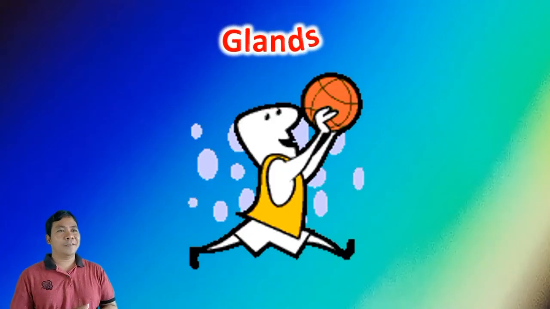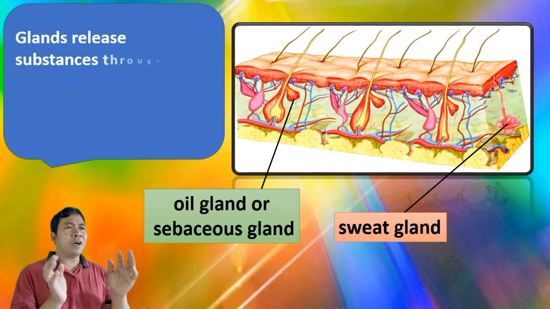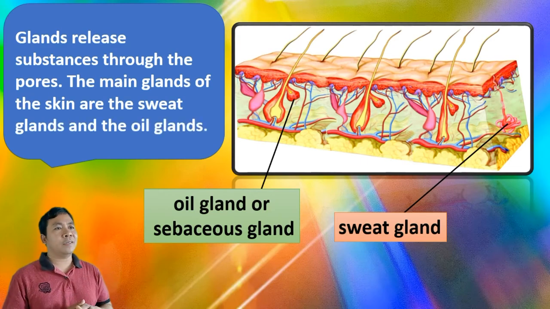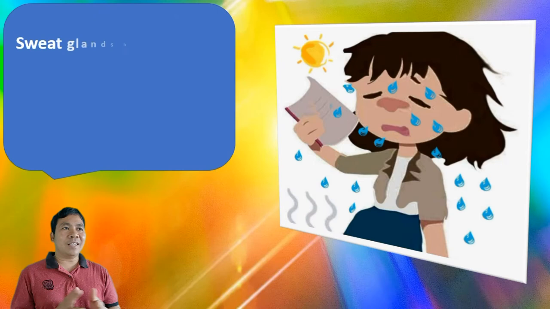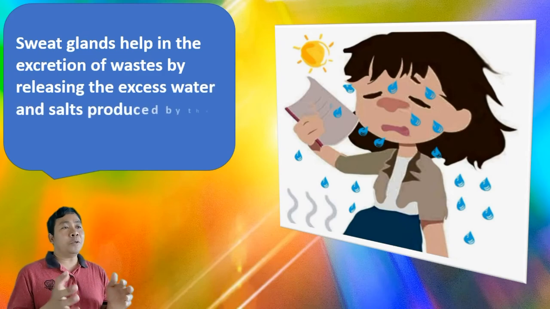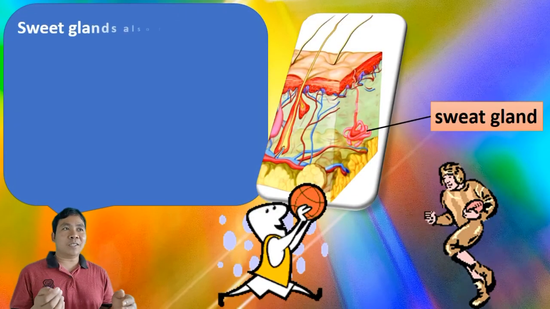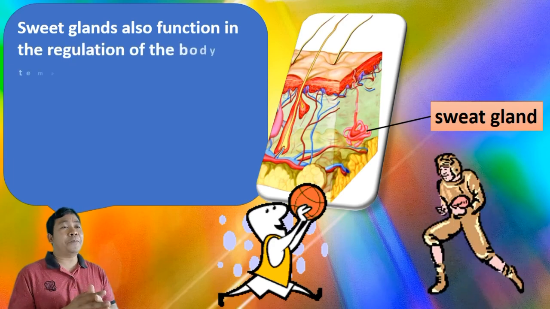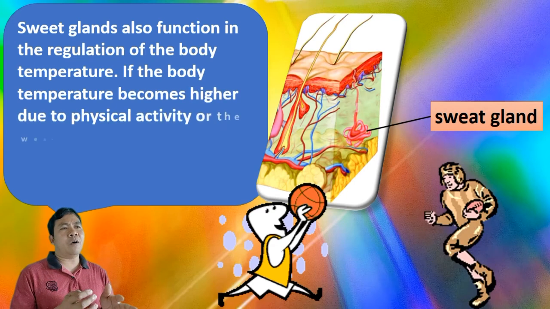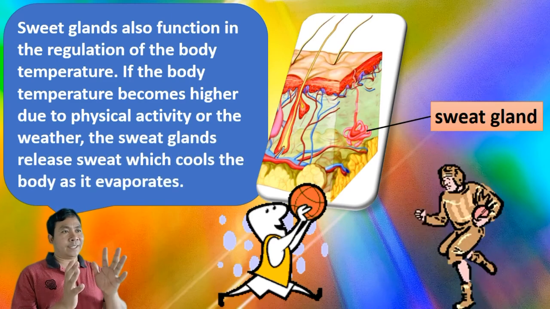The glands. Glands release substances through the pores. The main glands of the skin are the sweat glands and the oil glands. Sweat glands help in the excretion of waste by releasing the excess water and salt produced by the body. Sweat glands also function in the regulation of the body temperature. If the body temperature becomes higher due to physical activity or the weather, the sweat glands release sweat, which cools the body as it evaporates.